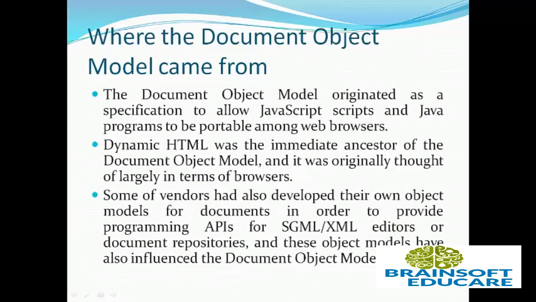So where did the document object model come from? The document object model originated as a specification to allow JavaScript and Java programs to be portable among web browsers. Dynamic HTML was the immediate ancestor of the document object model, and it was originally thought of largely in terms of browsers. Some of the vendors had also developed their own object model for documents in order to provide programming APIs for HTML and XML editors or document repositories, and these object models have also influenced the document object model.